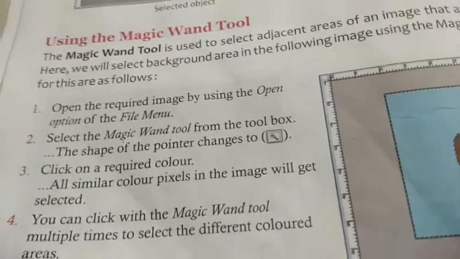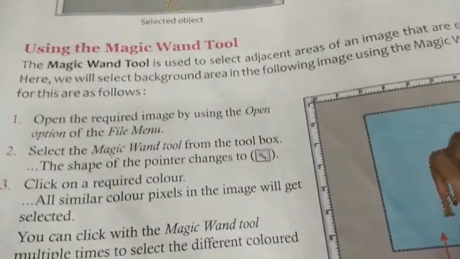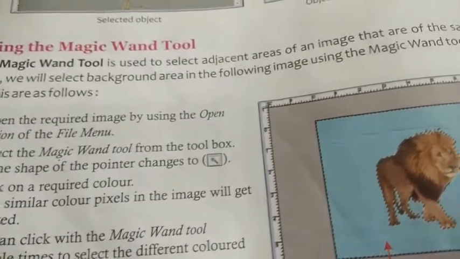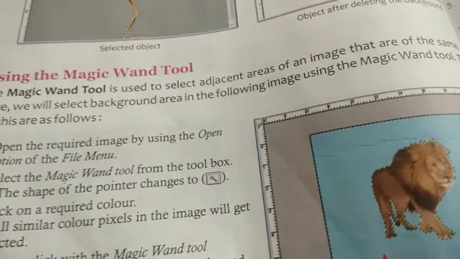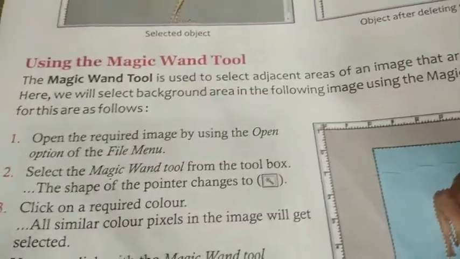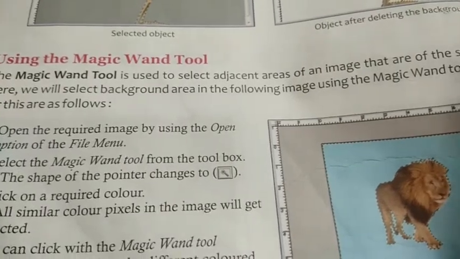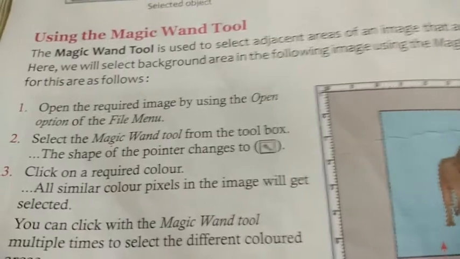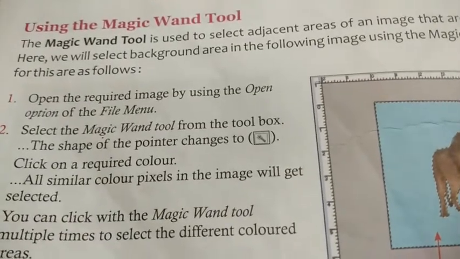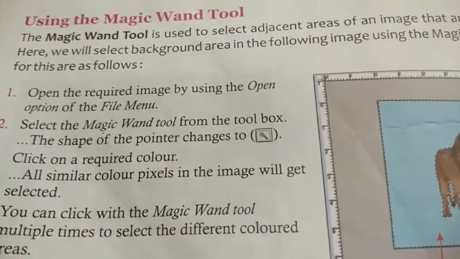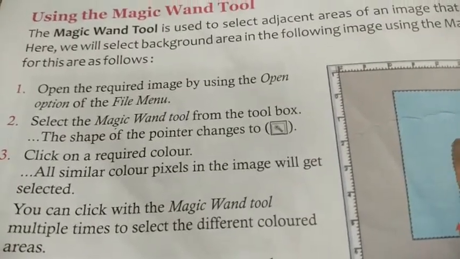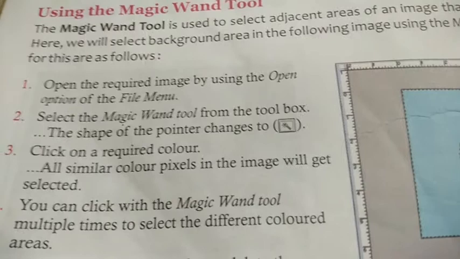Now look, students, the next and last topic is using the magic wand tool. The magic wand tool is used to select an adjacent area of an image that is of the same color. Here we will select the background area in the following image using the magic wand tool. The steps for this are as follows. First, open the required image by using the Open option of the File menu. Second, select the magic wand tool from the toolbox. The shape of the pointer changes.